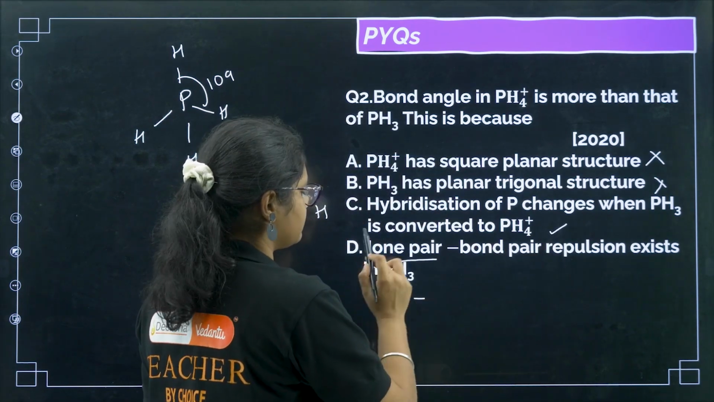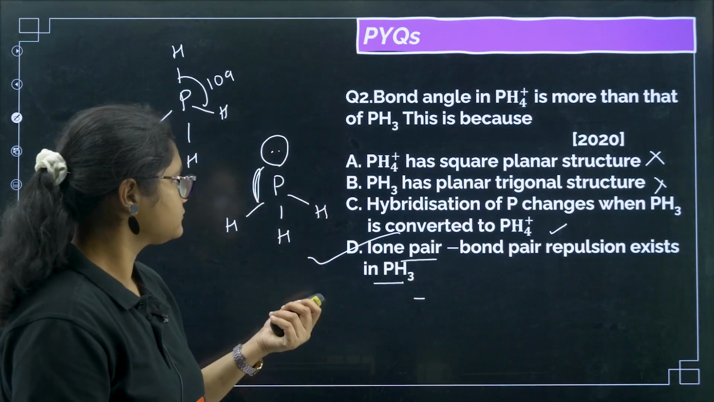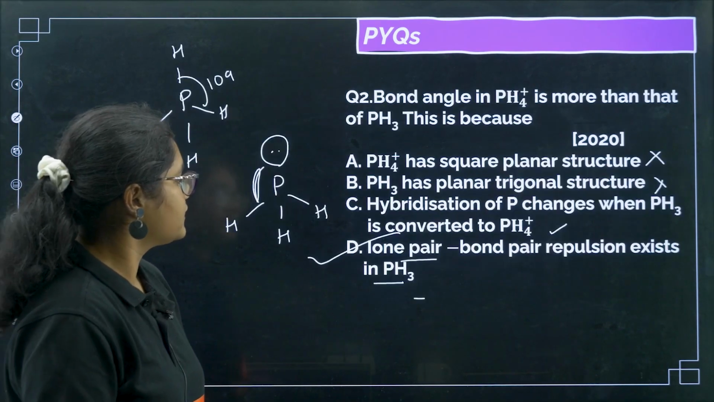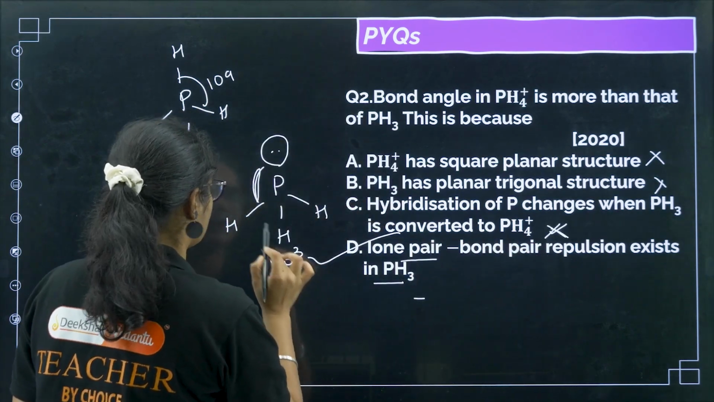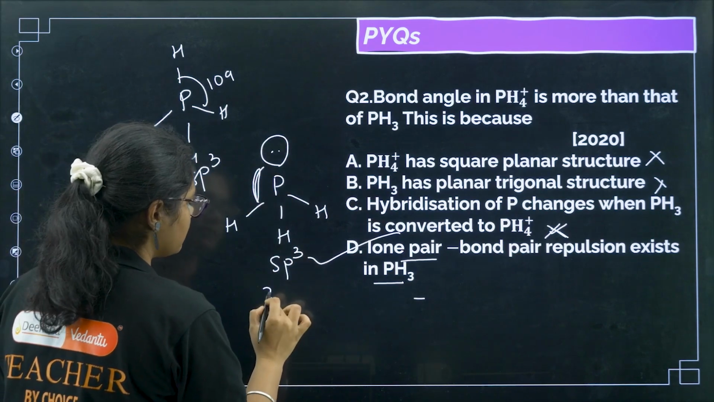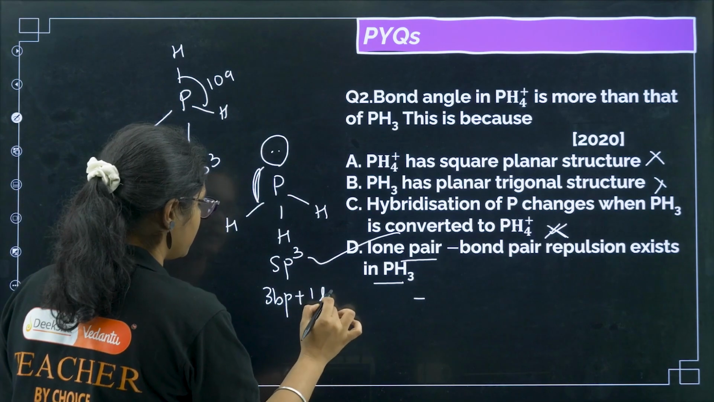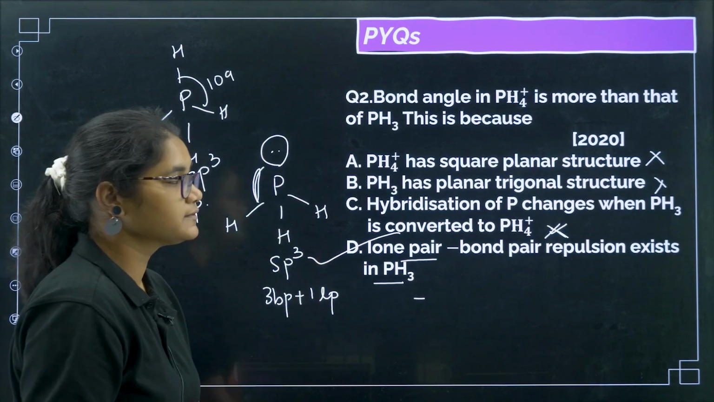Yes, this is the reason why the angle has changed. That is option number D. Okay. Next, here this hybridization of P does not change, right? Here also it is sp3 and here also it is sp3. But here that is 3 bond pairs and 1 lone pair, and here it is 4 bond pairs. Yeah, that is the difference.